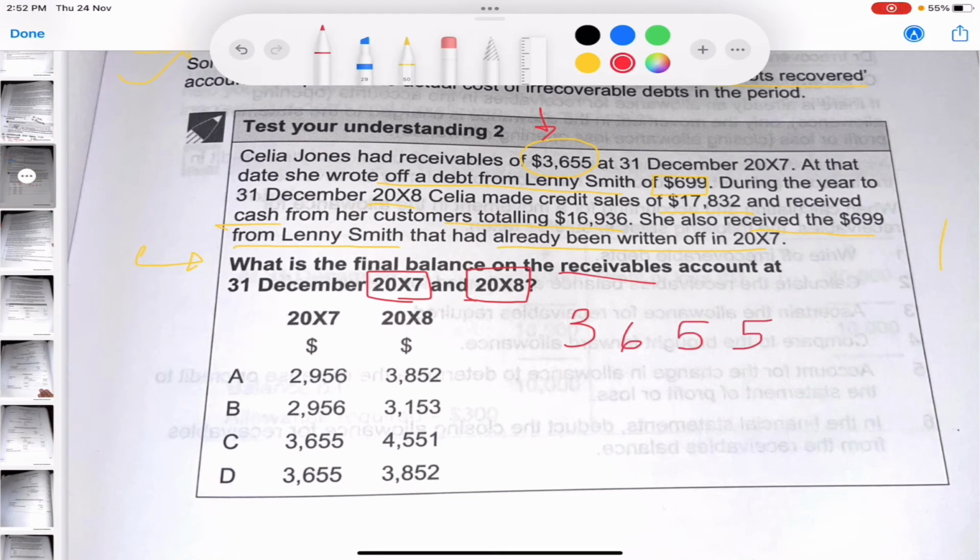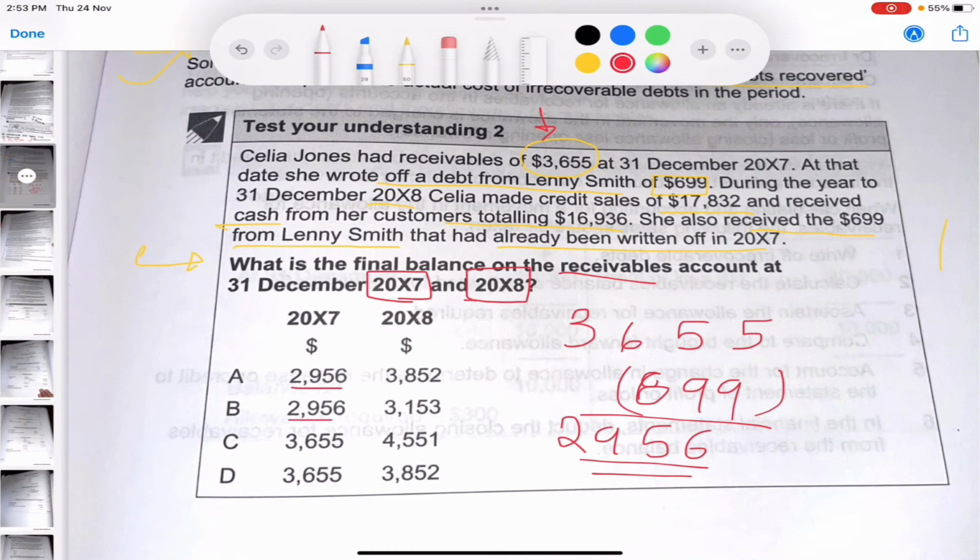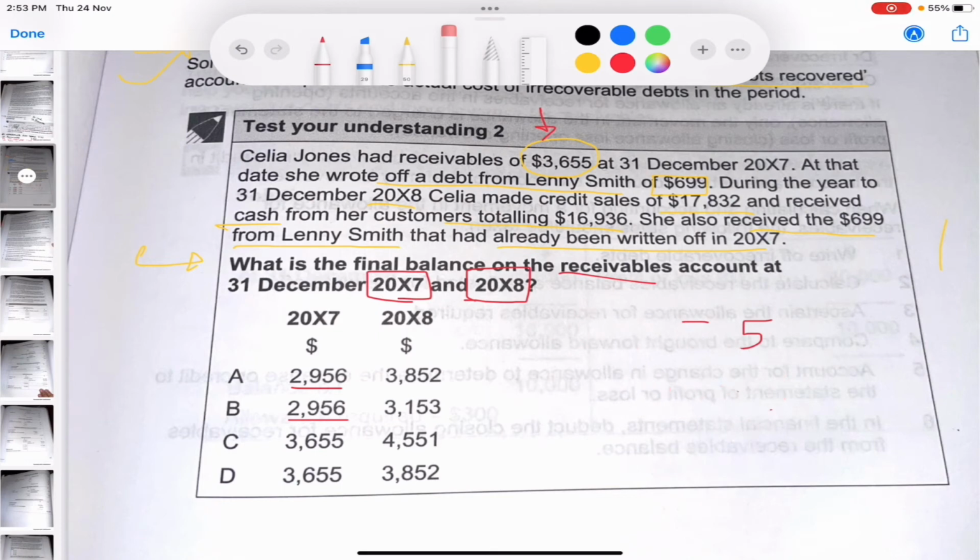At year end, she wrote off a debt of 699. During the year 2008, she made this much. Let's first finish the 2007 one. What was the balance in 2007? This is the balance, 3655. I hope you're solving it along with me. Minus 699 is 2956. So 2956 was the answer. So let's see the answer. Either A is the answer or B is the answer. Now let's do 2008.